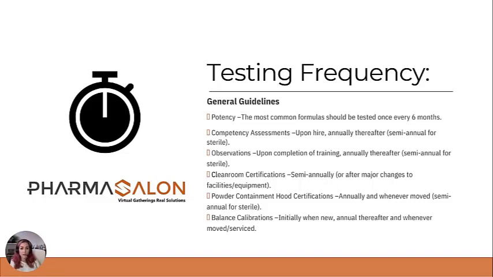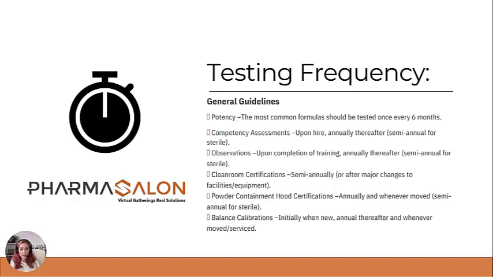First up, potency. I would suggest the most common formulas be tested once every 6 months. You need to decide on what's going to be best for you. Not performing any potency testing is not an option. You need to have at least some objective data that your people, your processes, and your formulas are going to produce a quality compounded preparation. And that happens through potency testing. Make sure that whatever you decide, that it's not zero.